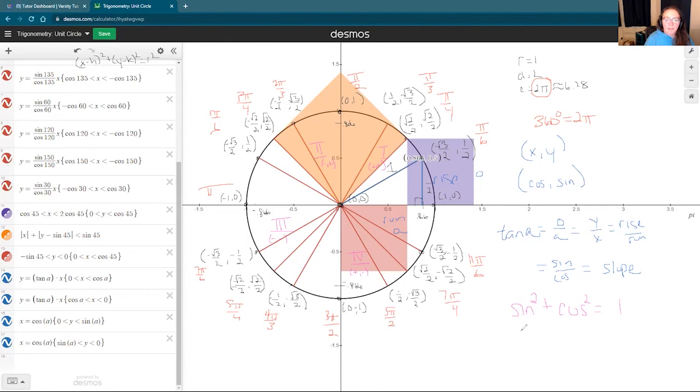You also need to know the sine of A is equal to cosine of 90 minus A. And also the cosine of A is equal to sine of 90 minus A. The sine of one angle is equal to the cosine of the complementary angle, and vice versa. And the other thing you need to know, of course, is tangent is equal to sine over cosine. Those are the trigonometric identities you need to know for the SAT.